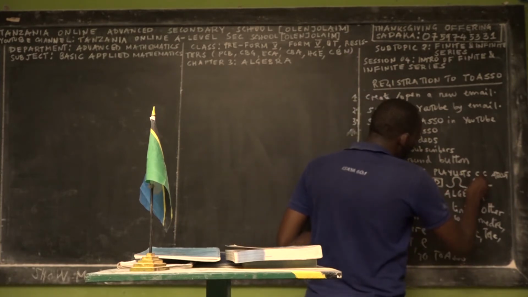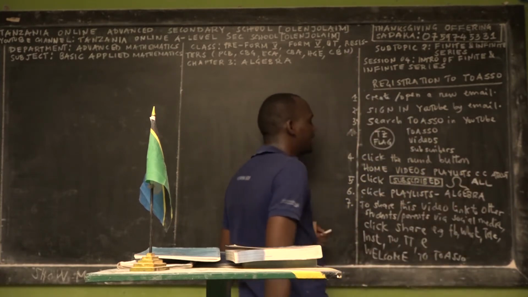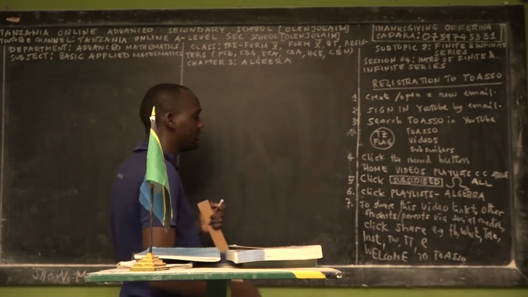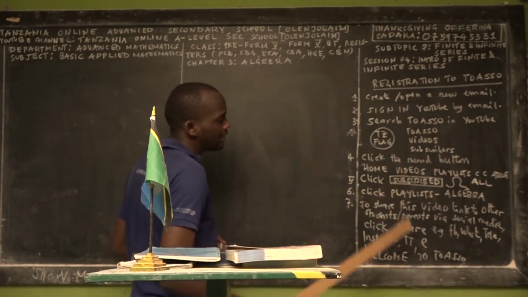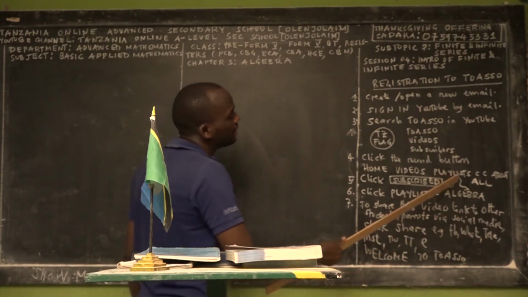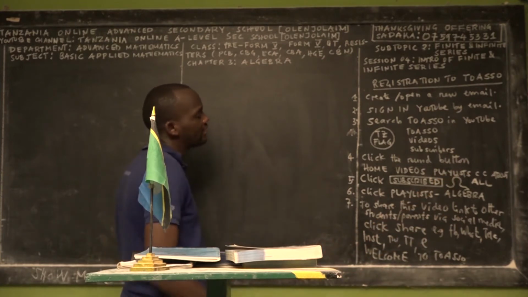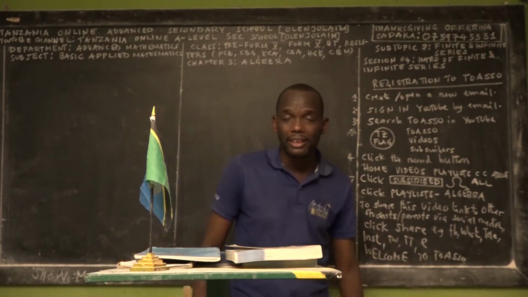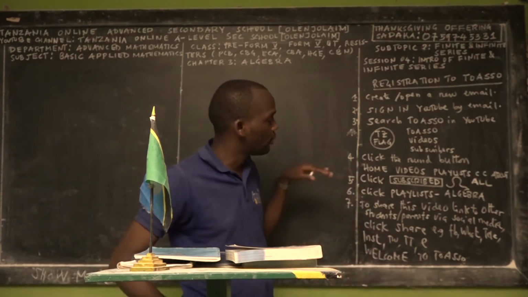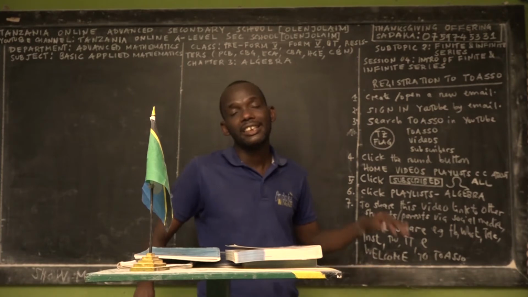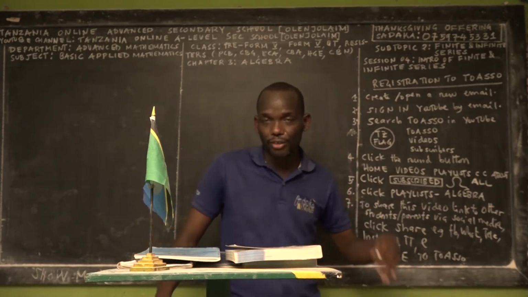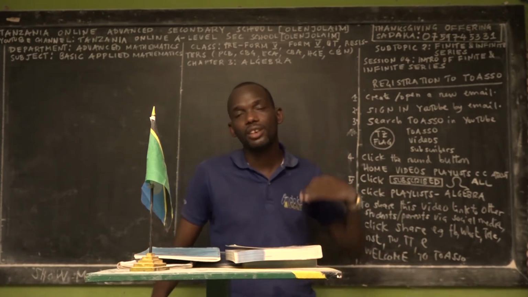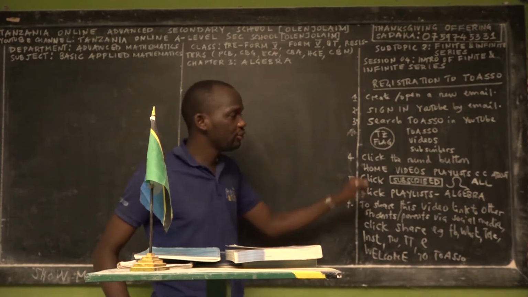So for you to register yourself, you have just to follow 3 steps. The first step, click the button written subscribe. The second step, click the icon of the bell. The third step, choose the option of all, and then at the bottom of your mobile phone or computer, you'll see a message from the YouTube community that you will receive all the notifications.